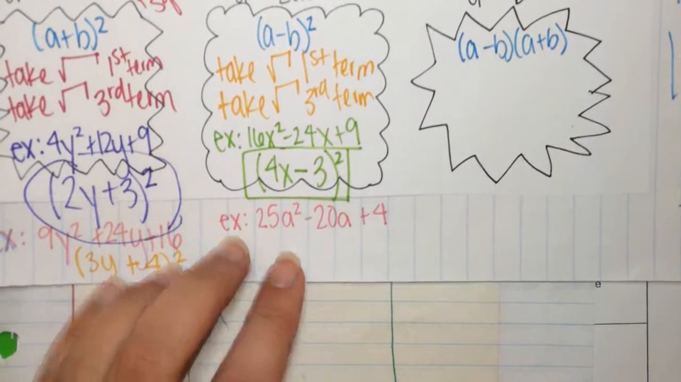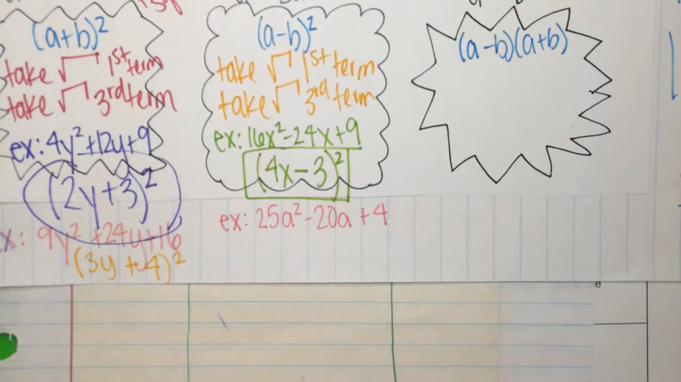Alright, try this one without me. 25a squared minus 20a plus 4. Try it without me.